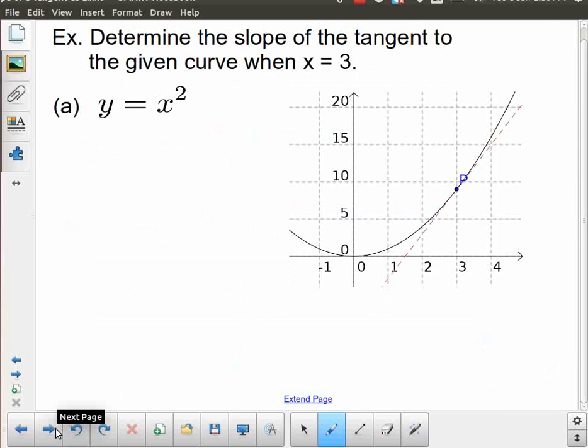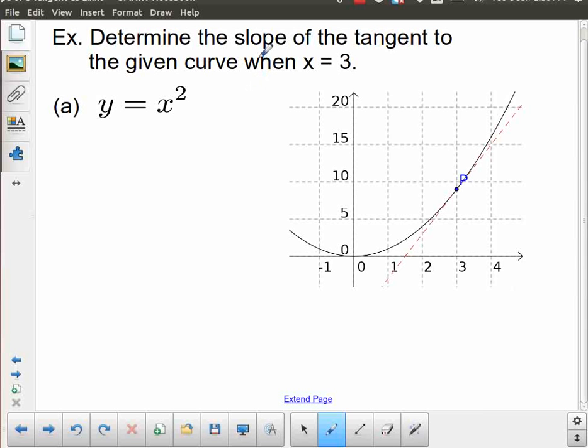So let's put this into practice. You can see I've got just a simple quadratic, as simple as you could get. And here I've shown the graph of this very simple parabola, and the dotted red line represents my tangent line, and I want the slope of that line.